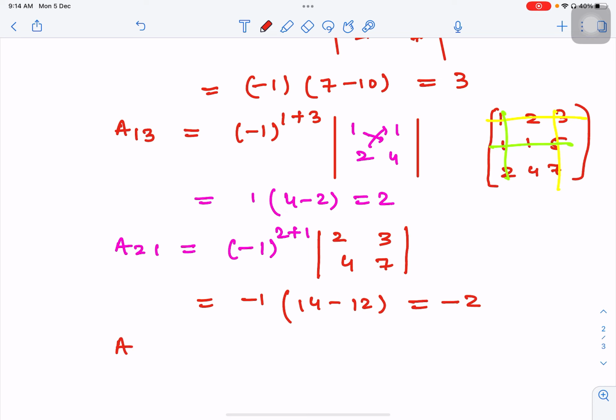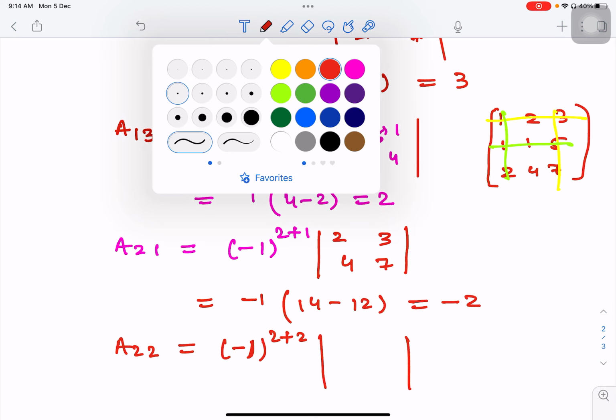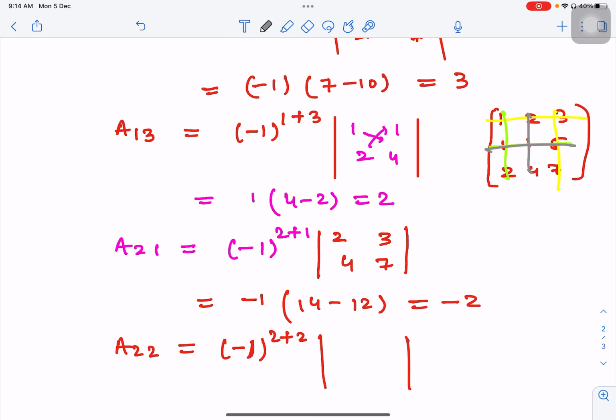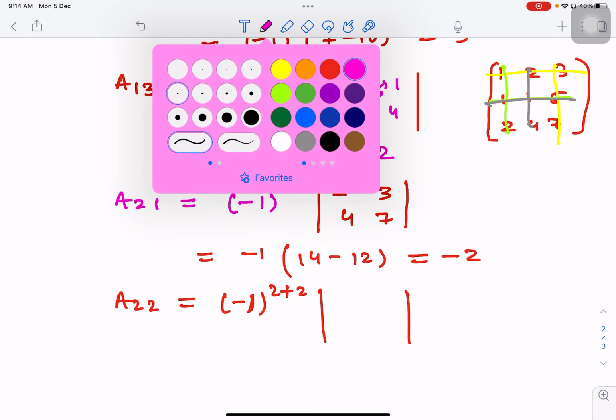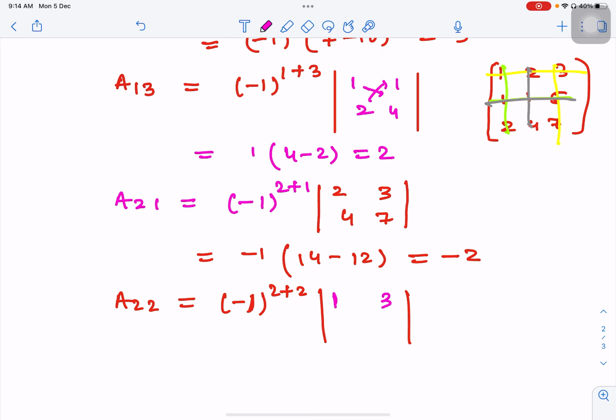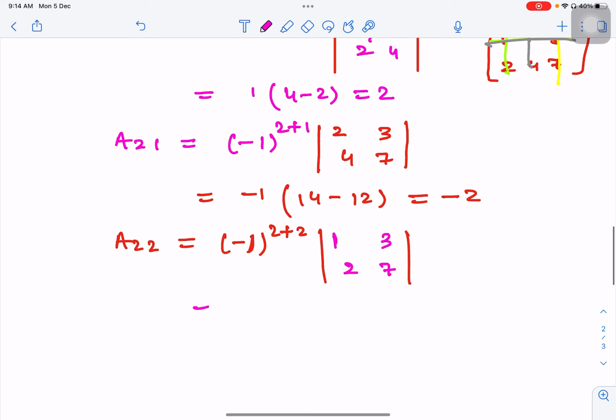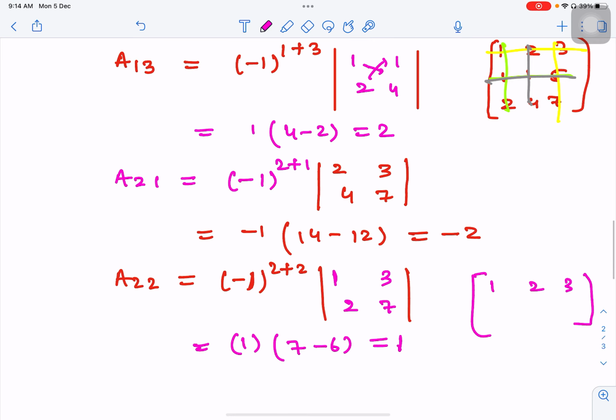Which will give us -2. Now we'll go to A22, second row, second column. -1 raised to 2 plus 2. We delete the second row and second column. What remains? 1 3, 2 7. This is again -1 raised to 4, which is 1, and this is 7 minus 6, which will give us nothing but 1. For our benefit, we'll write the matrix again. It is 1 2 3, 1 1 5, 2 4 7.